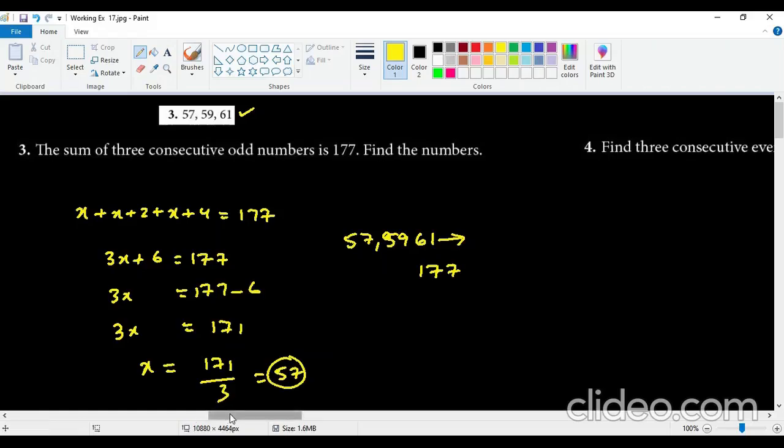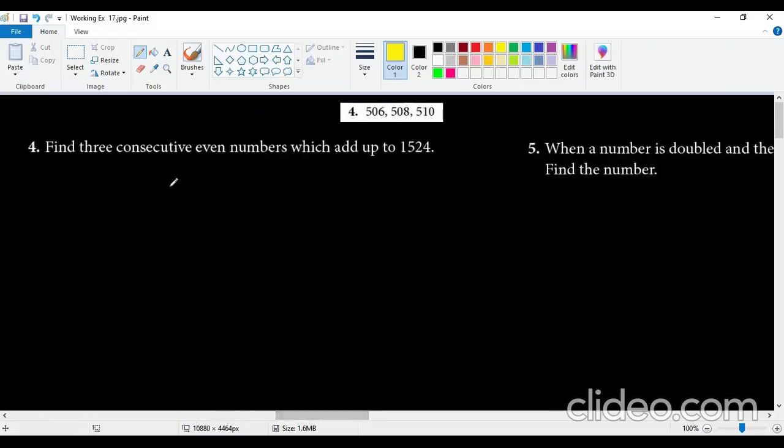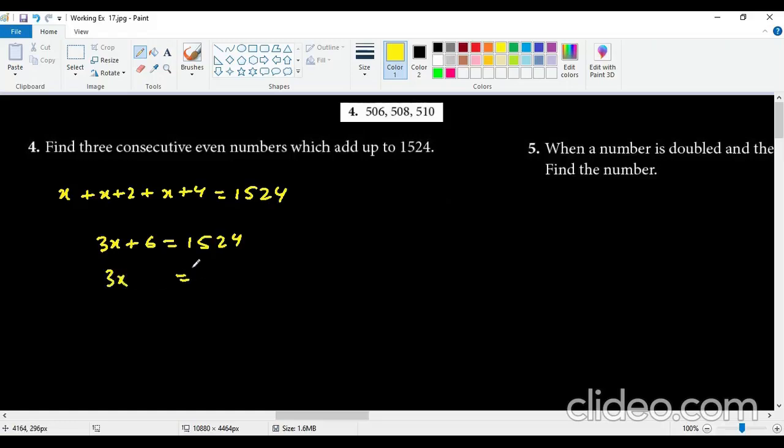Moving on to question number 4. First three consecutive even numbers. So as I told you, even numbers or odd, the difference is going to be 2 only. That means x plus x plus 2 plus x plus 4. These are the three numbers. When we add them together, it gives us 1524. And now you can see 3x's and 6 equals 1524, and when 6 is subtracted from 1524, it's going to give us 15.